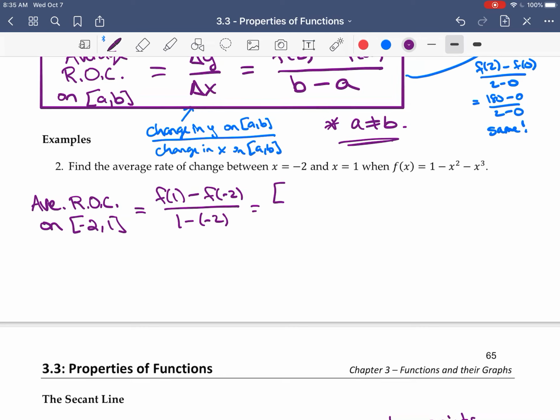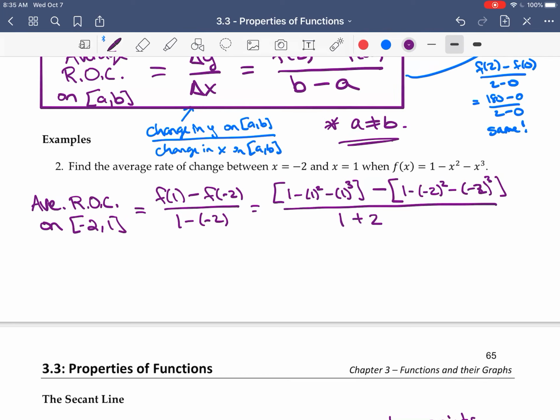Okay, so to compute f of 1, I'm going to plug in 1 everywhere into the formula. So that's 1 minus 1 squared minus 1 cubed. And then I want to subtract f of negative 2, so that's where I plug in negative 2 everywhere. So 1 minus negative 2 squared minus negative 2 cubed. And all of that is over 1, negative becomes a plus, so 1 plus 2.